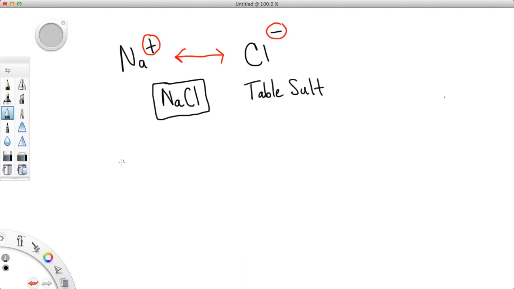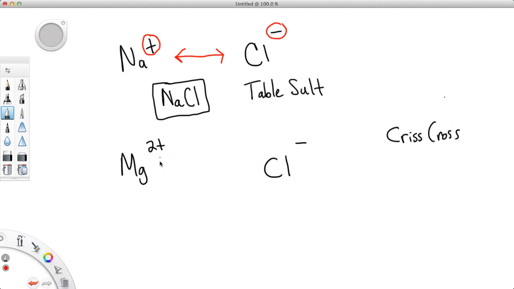So now what about if we have something like magnesium, which is 2 positive, and we have chlorine, which is 1 negative. These are not equal and opposite. This has 2 positives, this only has 1 negative. Well, we need to balance them out. So a method I like to use is the crisscross method. Okay? And what we do here with the crisscross method is if it's 1, we don't do anything. But if it's other than 1, we're going to take that number.